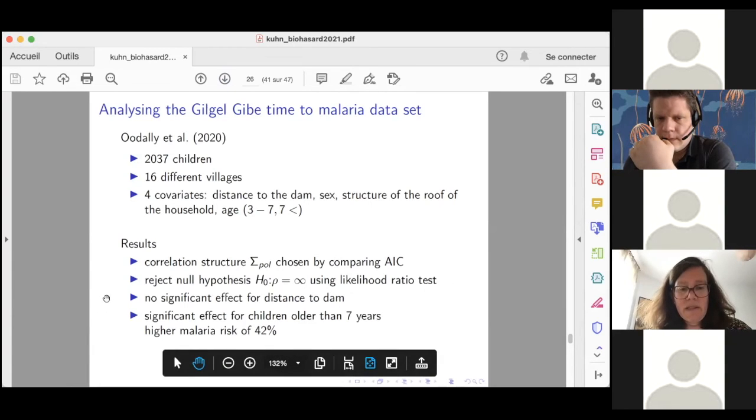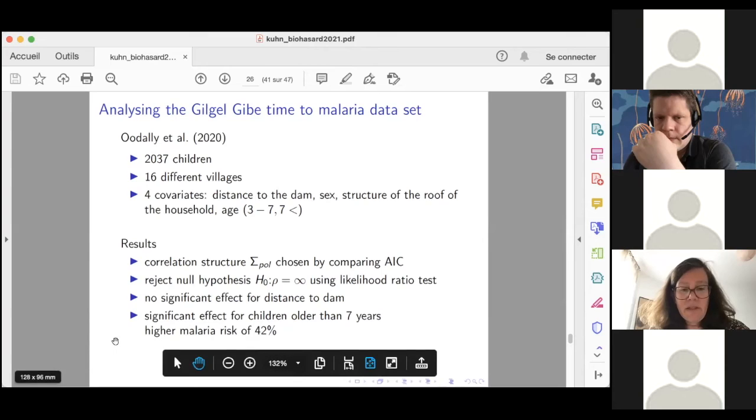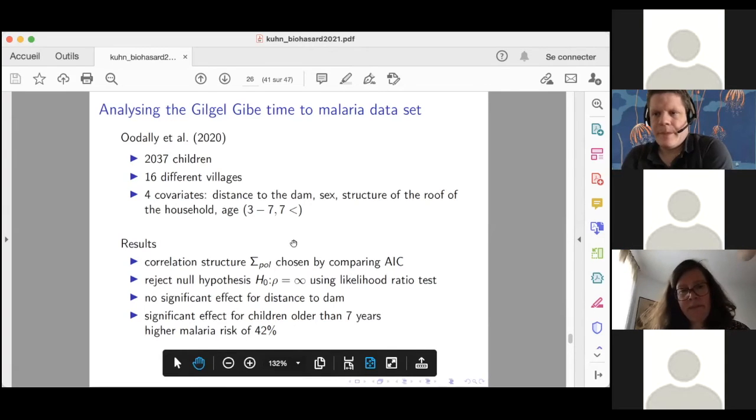We test the effects in particular. We have no significant effect for the covariate distance to dam, which was not expected, but also obtained with other models. And we have a significant effect for children older than 7 years. In particular, we obtain a higher malaria risk of 42%.